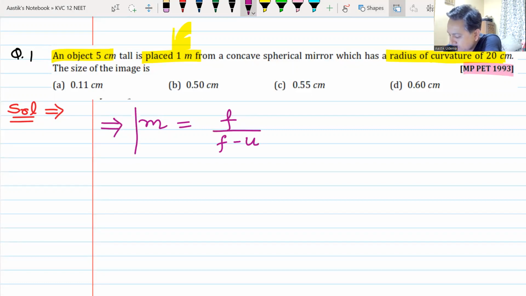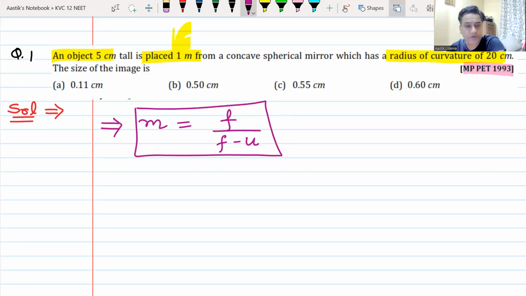Please raise your hands and tell me that we remember this formula, sir. Yes or no? Yes, sir. Okay, you just put the value of f. How much is the value of f? Remember what type of mirror we have? We have a concave mirror. What is the value of f? Tell me.